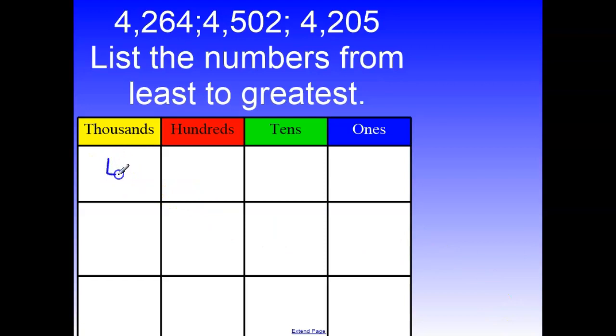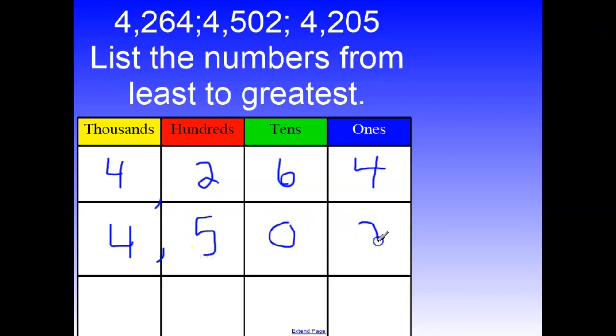So our first number is 4,264. Our next number is 4,502. And our last number is 4,205. So now I have them all lined up. They're very easy to look at and compare.